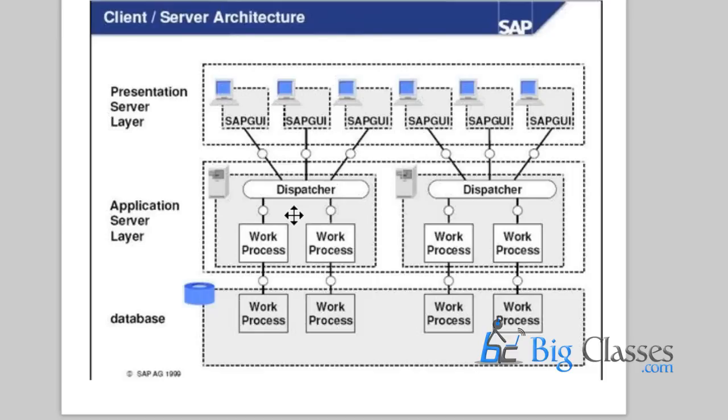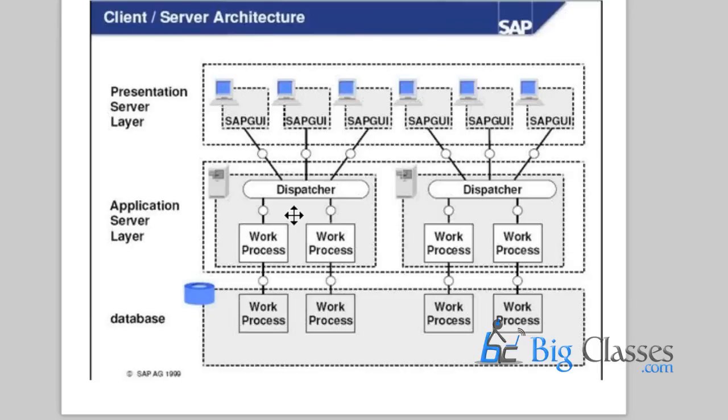You can mention the time period for the work process: how much time should be allocated per work process, per request. Memory as well, right? Memory, I'm not very sure, you will have to check. But it is there, ABAP memory and stack memory, different kinds of memory are there.